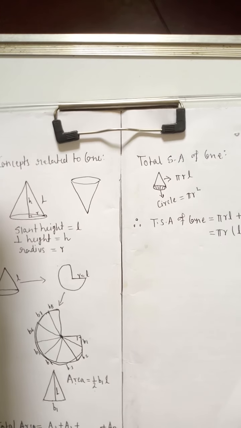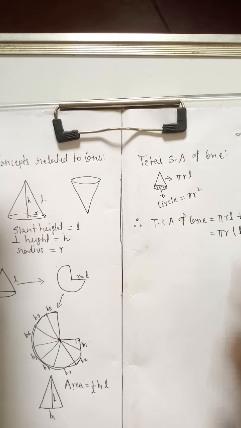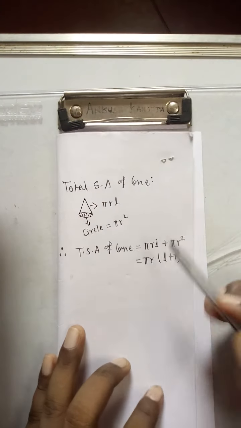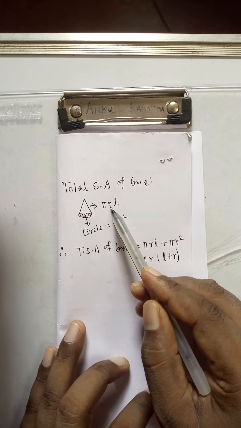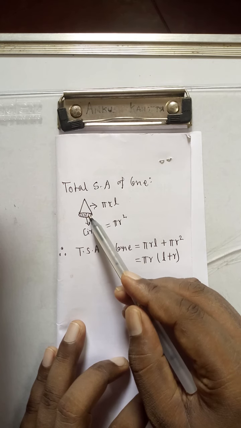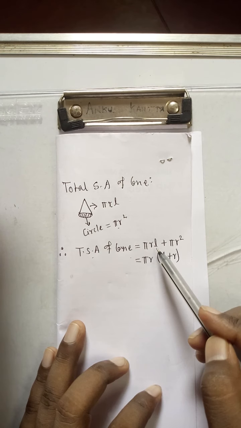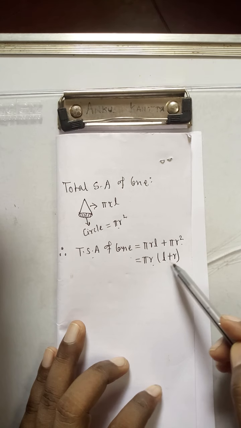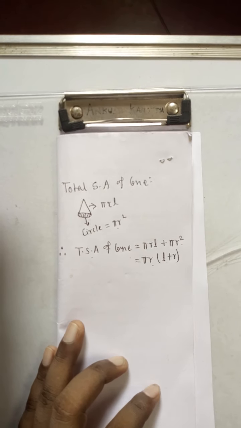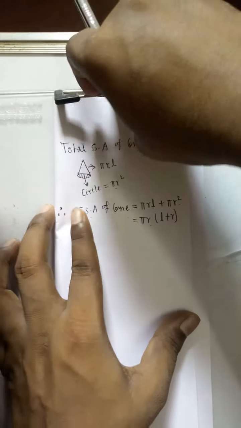I repeat, I think it was not visible to you, so I'll repeat the same thing again. I was trying to explain total surface area of the cone, where we have already understood that curved surface area is what? Pi r L, and its base is a circle, which is pi r square. Therefore TSA of cone is nothing but pi r L plus pi r square. Pi r can be taken as common, so we get pi r times L plus r. Now the last formula from the cone concept, that is volume of cone.